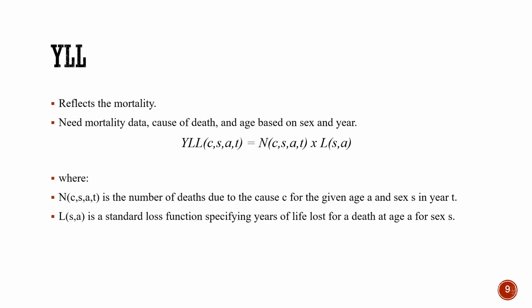YLL is the component that reflects mortality and is years lost due to premature death. To calculate it, we need mortality data, cause of death for each of the mortalities, and age at death based on sex and year. As seen in the formula, YLL for a cause is the multiplication of the number of deaths due to that cause by the standard loss function. The loss function is the specification of years of life lost for a death at age A for sex S.